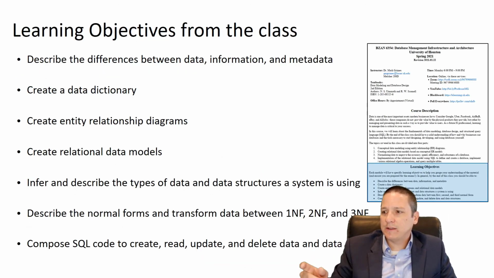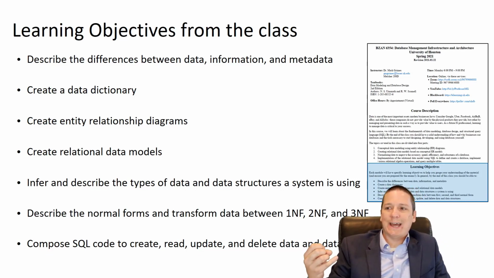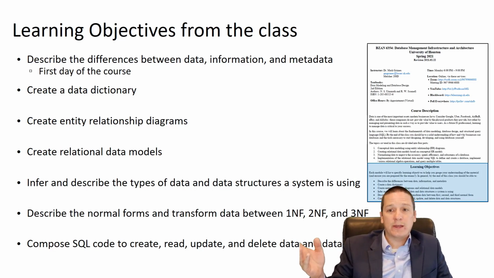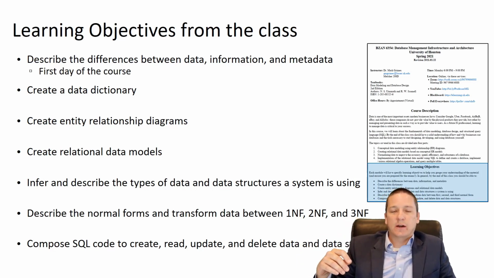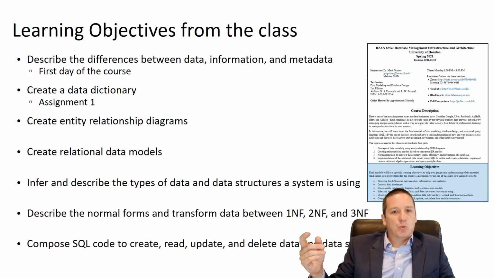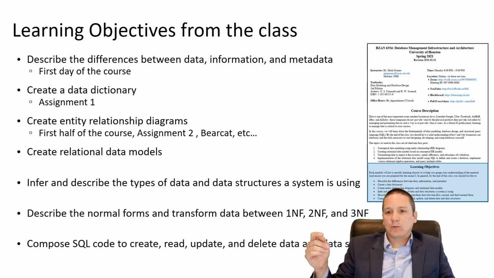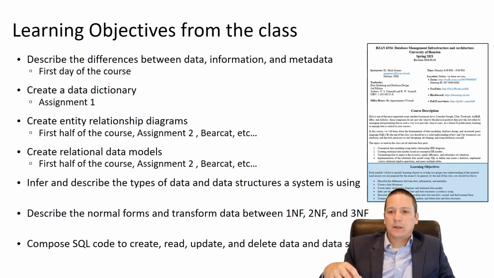And then the specific learning objectives here were that we would be able to describe the differences between data, information, and metadata. And we started with that on the very first day of the course, that data is this raw, unstructured, not really useful in its current state. And then we apply metadata to give the data some context and some meaning, and it becomes this useful information. We created a data dictionary in our very first assignment. We created entity relationship diagrams throughout the whole first half of the course in assignment 2, in our Bearcat story, and in multiple other examples.